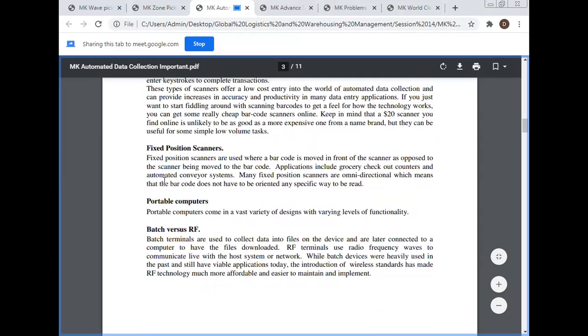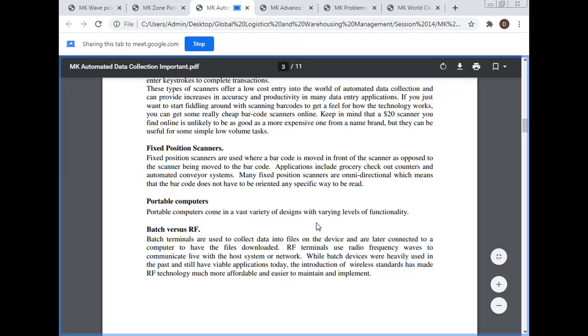Fixed position scanners. Fixed position scanners are used where a barcode is moved in front of the scanner, as opposed to the scanner being moved to the barcode. Applications include grocery checkout counters and automated conveyor systems. Many fixed position scanners are omnidirectional, which means that the barcode does not have to be oriented any specific way to be read.